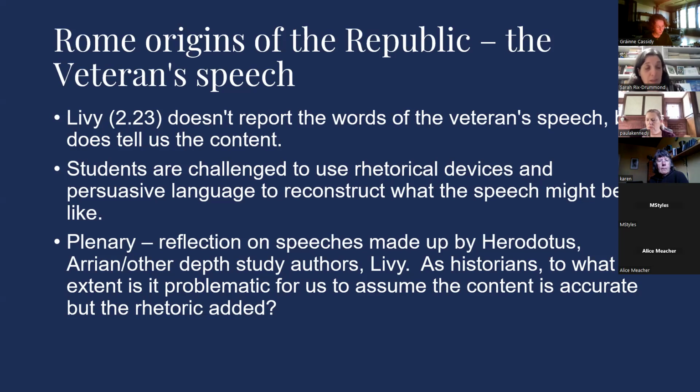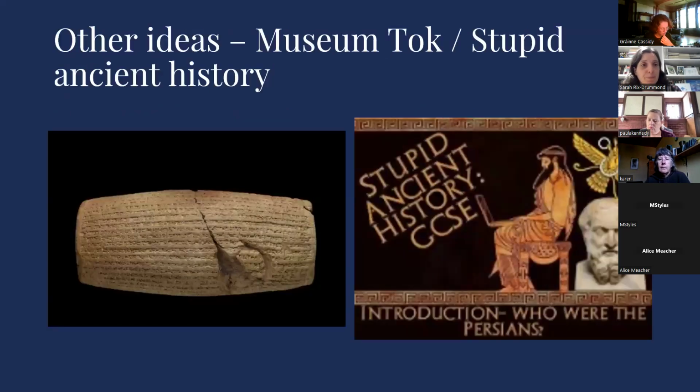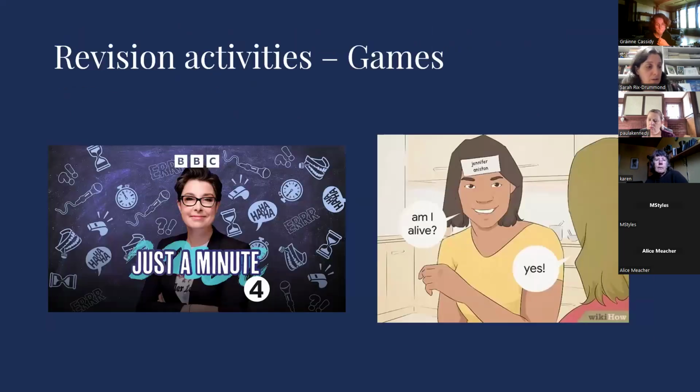But actually, the plenary is a really important thing, which is the reflection on speeches, because often we deconstruct speeches and we go, well, that's just rhetoric, we can't possibly know that he said it like that. We easily dismiss the how, but we accept the what is said. And actually thinking about that is quite problematic for us in terms of the reliability. I know we can't really talk about reliability at GCSE, but the utility of sources. Why do we get to decide what we accept as true and what we jettison as an embellishment by an author? We'll skip those because we don't have a lot of time.